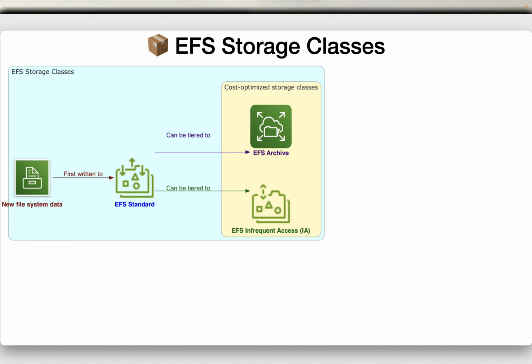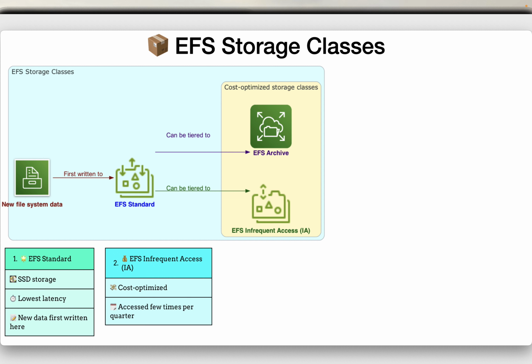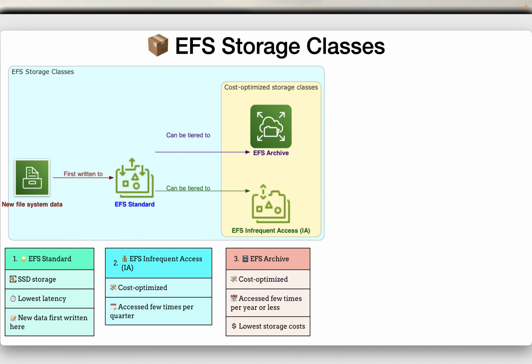Next one is EFS storage classes. The EFS Standard storage class uses solid state drive, SSD, storage to deliver the lowest levels of latency for frequently accessed files. New file system data is first written to this class. EFS Infrequent Access, IA, is a cost-optimized storage class designed for data that is accessed only a few times each quarter, providing cost savings for less frequently accessed data. EFS Archive is another cost-optimized storage class intended for data that is accessed a few times each year or less, offering the lowest storage cost for rarely accessed data.